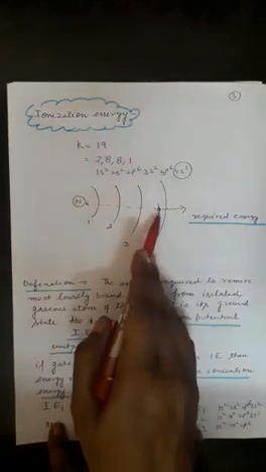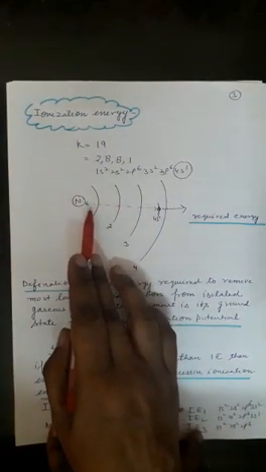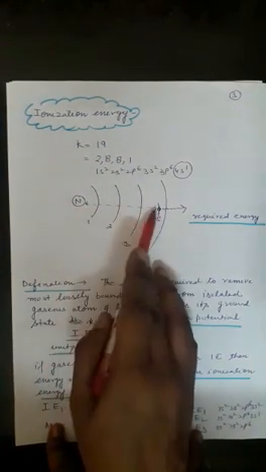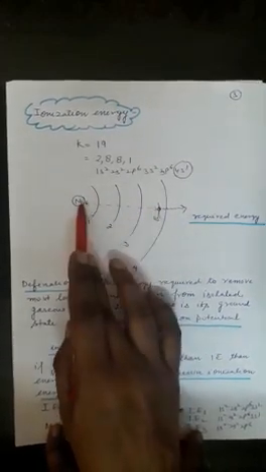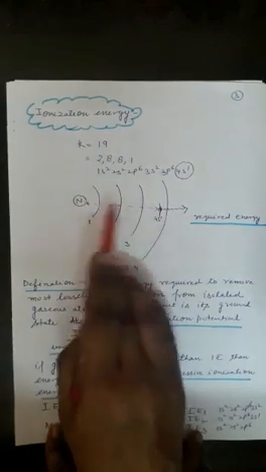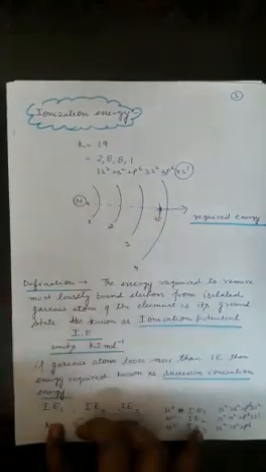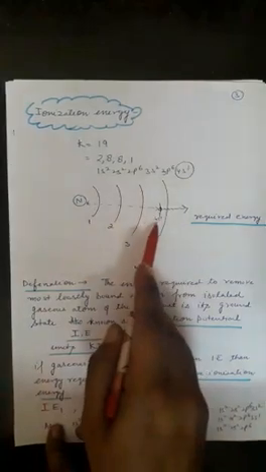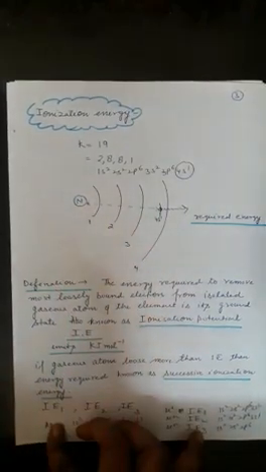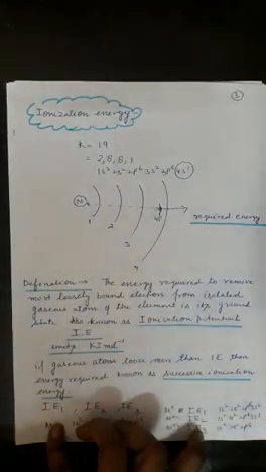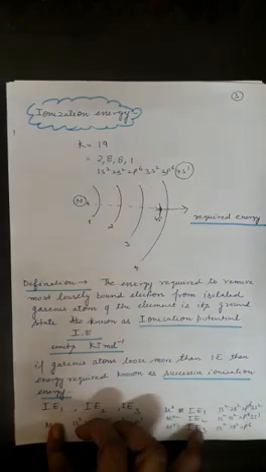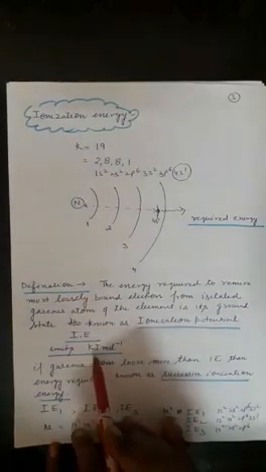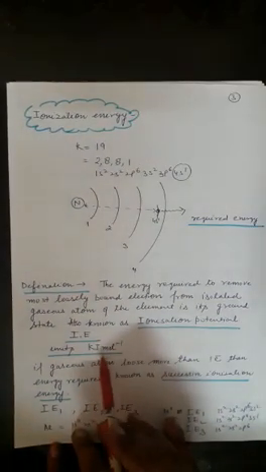Because this electron has to overcome the effective nuclear charge. There is an attraction between the nucleus and the electron. The nucleus is positively charged and the electron is negatively charged. So this electron has to overcome this force of attraction. So energy is required, and that energy is expressed in joule per mole or kilojoule per mole.